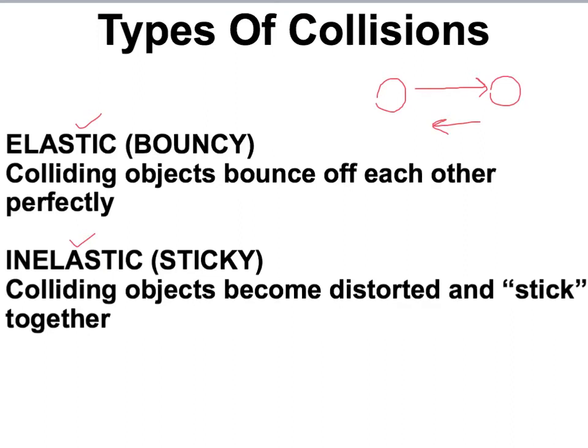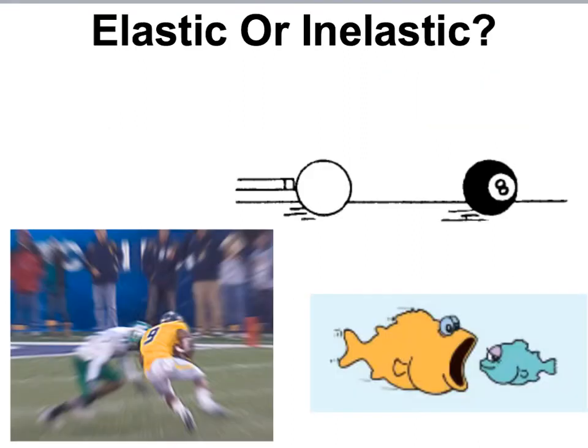An inelastic collision is when two objects stick together. So I think the best way to see the difference between the two is just to look at some examples. Here are some examples that I want to see if they're elastic or inelastic collisions. A classic example is pool balls. So here's a cue ball, and it's going to be hit by the cue. It would hit the 8 ball, and they'd bounce off each other. So this one would be elastic.